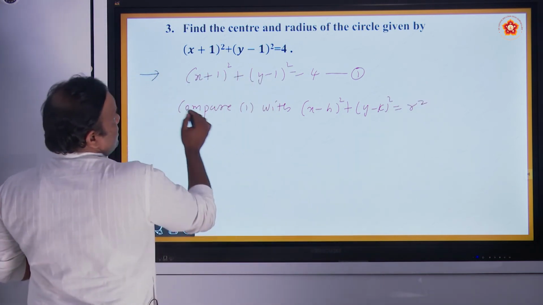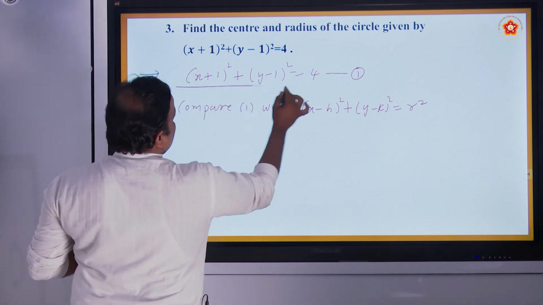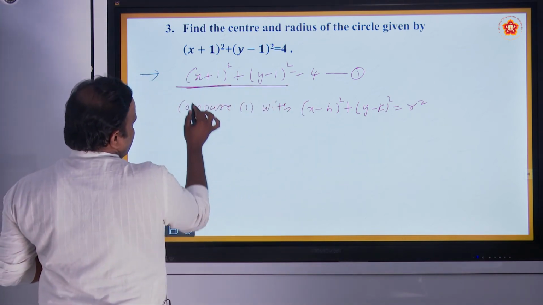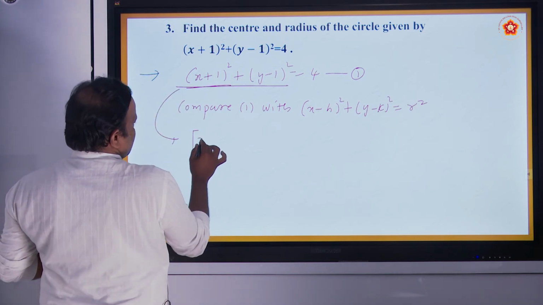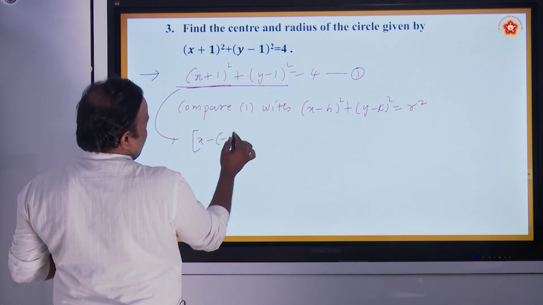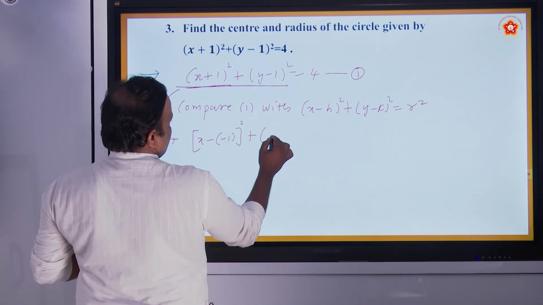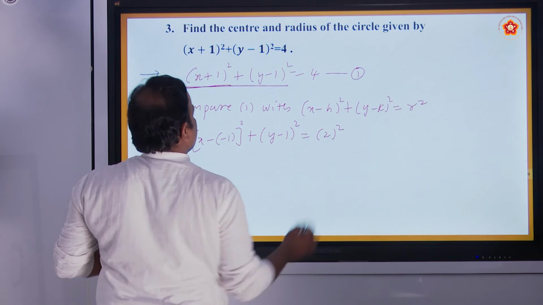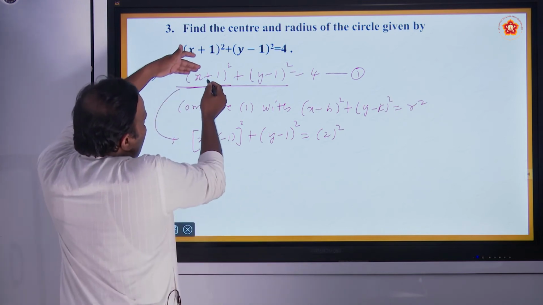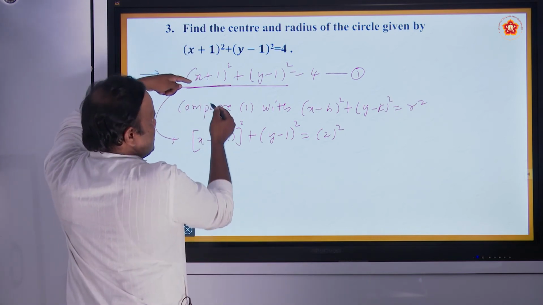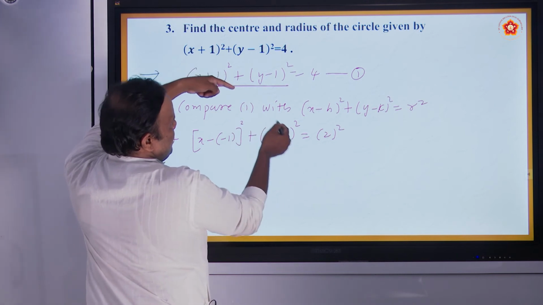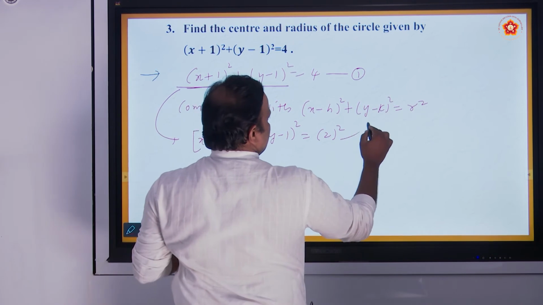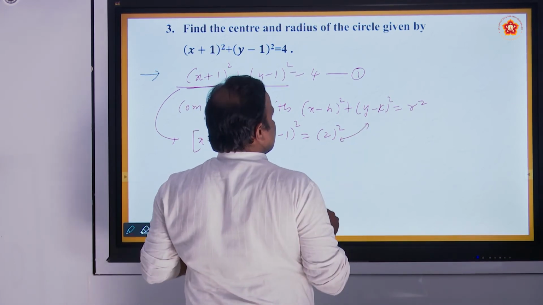So you have to convert this equation into this form. I can write this equation like this: (x minus of minus 1) whole square plus, this keep as it is, (y minus 1) whole square is equal to 2 square, correct? Both have the same meaning, since minus minus is plus: (x plus 1) whole square plus (y minus 1) whole square equal to 2 square. Both are the same. Compare these two equations. What happened?